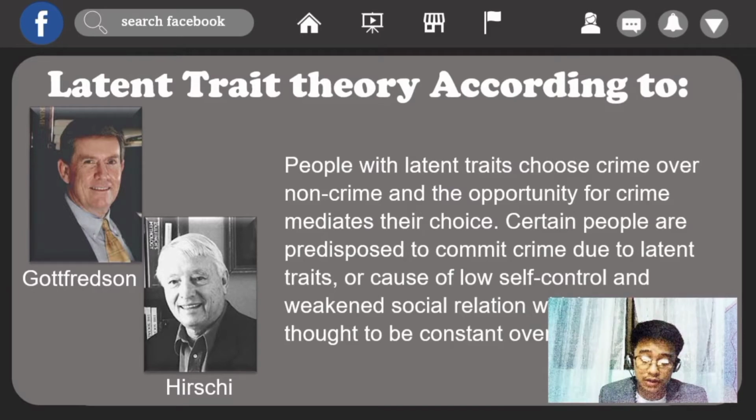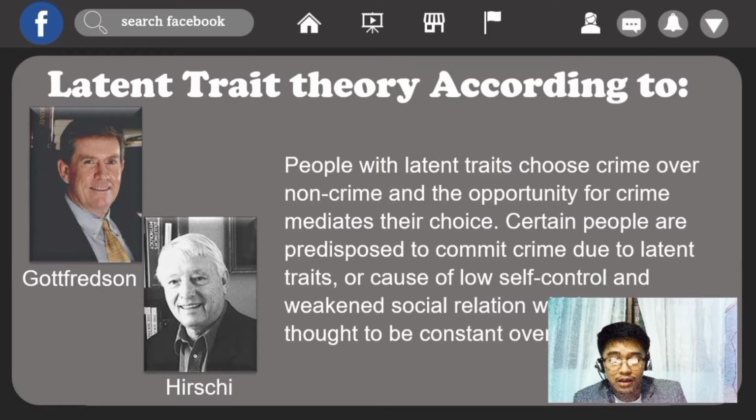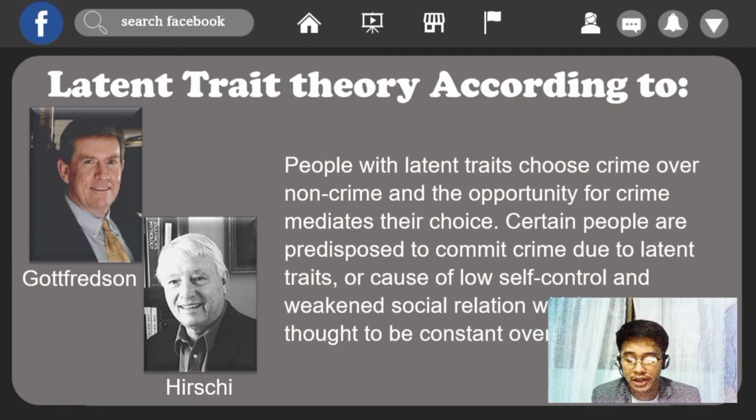This affects their social behavior, so they commit a crime, and they don't think about the consequences before they commit a crime. This is because of latent traits. They also lack communication and socialization, so their self-control also decreases and they can commit a crime.